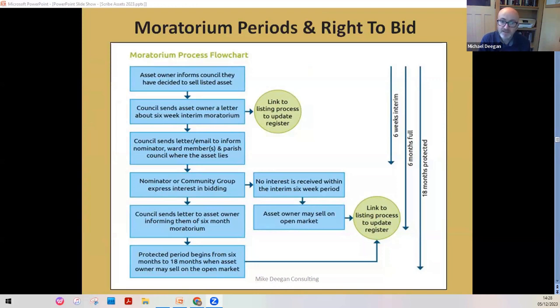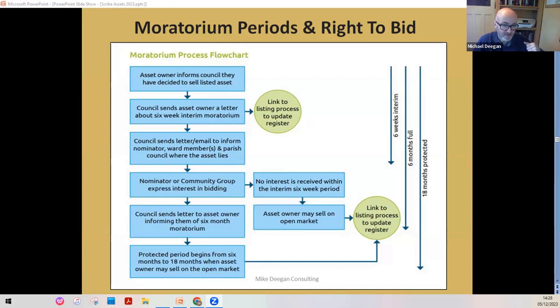And if your council is keen to develop a bid, it can then call for the local authority to trigger a moratorium period, during which time the owner can't proceed to sell the asset. So there's two moratorium periods. Not so easy to say that. And both start from the date the owner tells the local authority of their intention to sell. So that's sort of like the ground zero date.